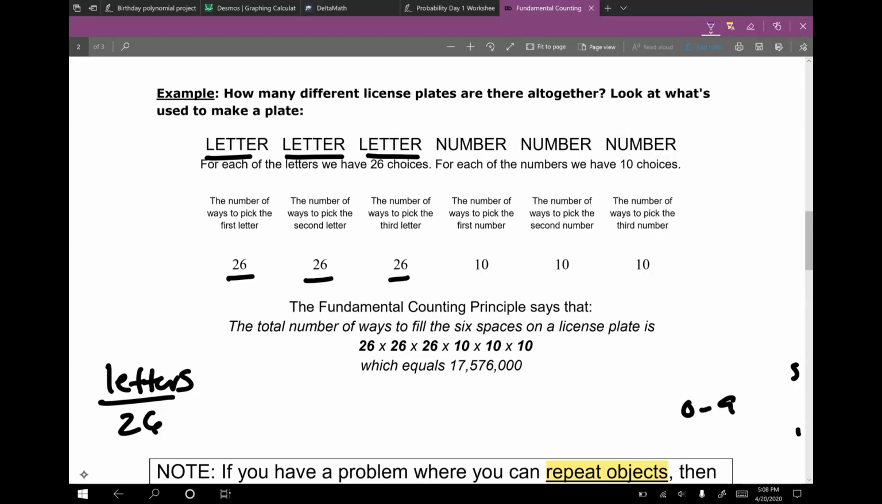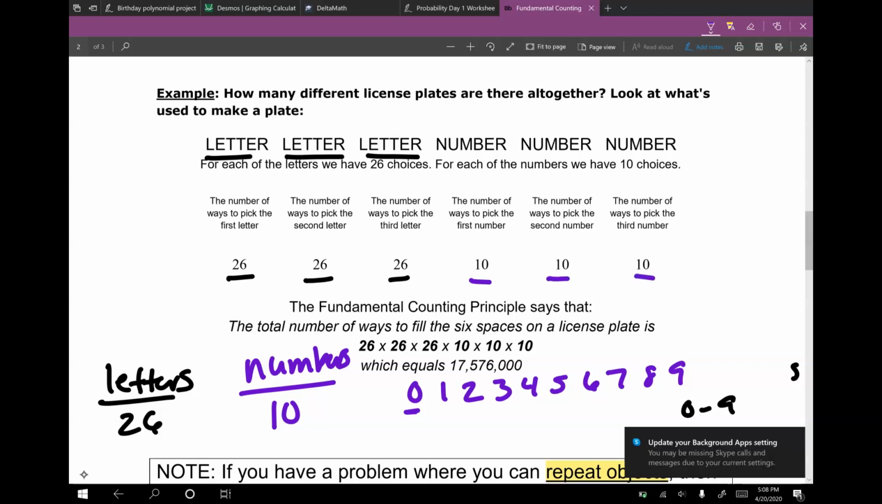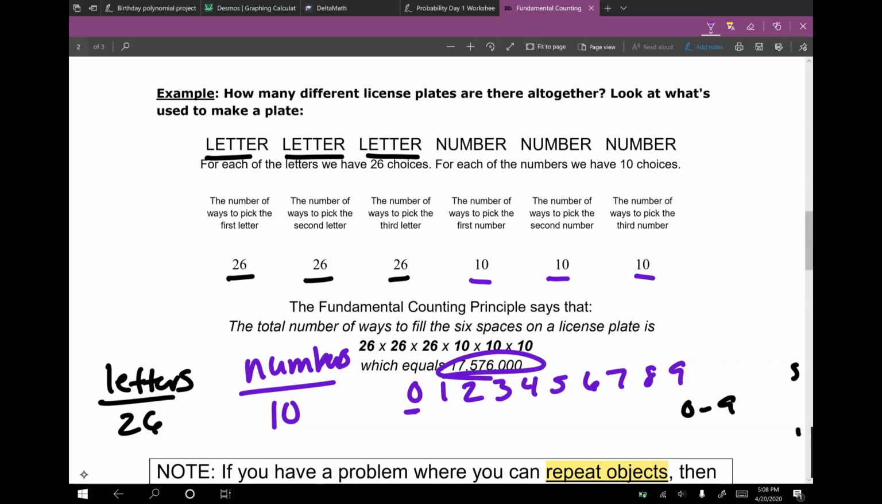Now, when you're doing numbers, you have to think about it. You're doing one slot, so only a single digit number can go in there, and your single digit numbers are 0, 1, 2, 3, 4, 5, 6, 7, 8, 9. 10 gets to double digits, so you have to stop. But because you're including 0, there are 10 possibilities for single digit numbers. That's why it's 10 times 10 times 10, which is going to give you your answer when you multiply them together.